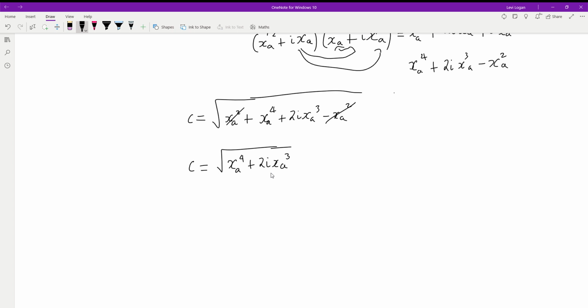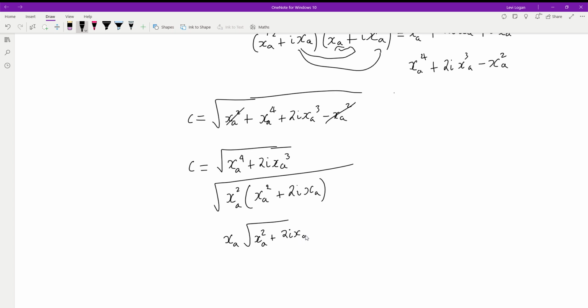Okay, now we can simplify this because we can take out a factor of, what can we take out? So we can take out a factor of x of a squared out of here, so we're left with x of a squared times x of a squared plus 2i x of a, and this is all under a square root, so this is going to be just x of a times the square root of x of a squared plus 2i x of a. Okay, so this is our c.